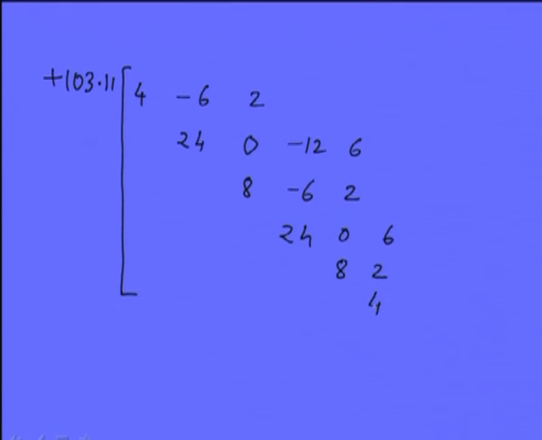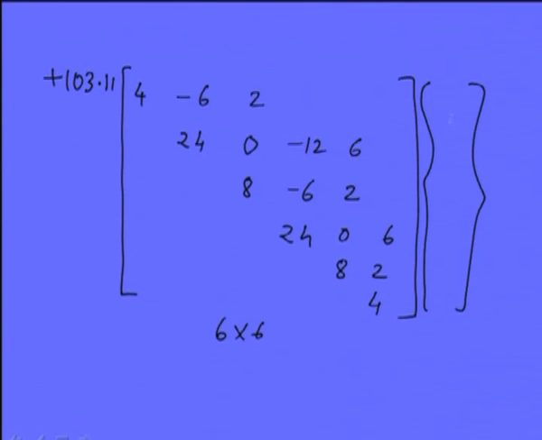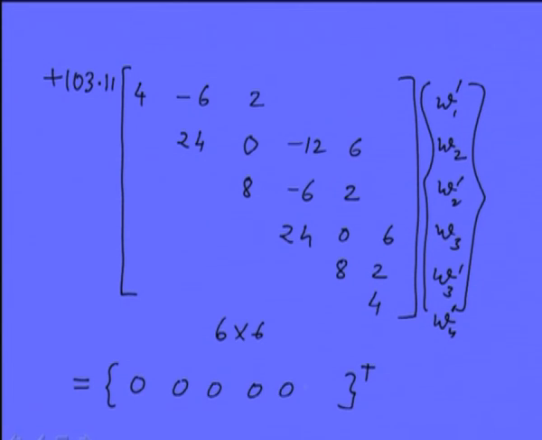So, this is also obviously a 6 by 6 matrix. Remaining terms are 0, and here also, as in the mass matrix, we have W1 prime, W2, W2 prime, W3, W3 prime, and W4 prime. W4 is not there because its value is 0, and toward the right side we have a vector that contains 6 terms, all 0.